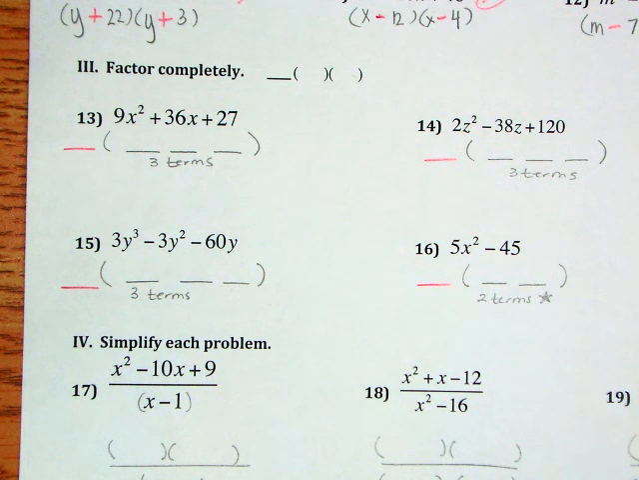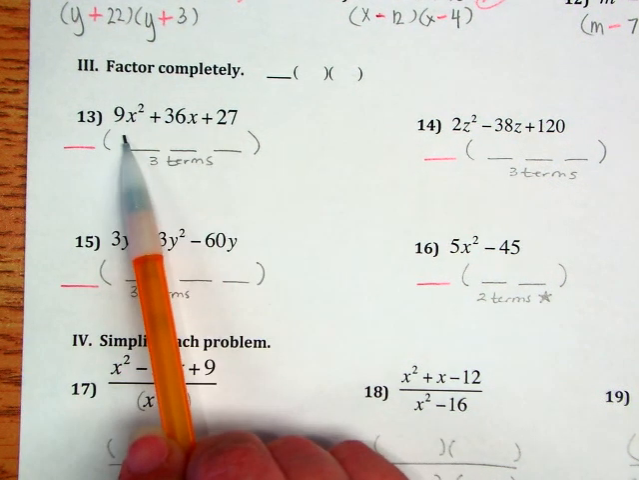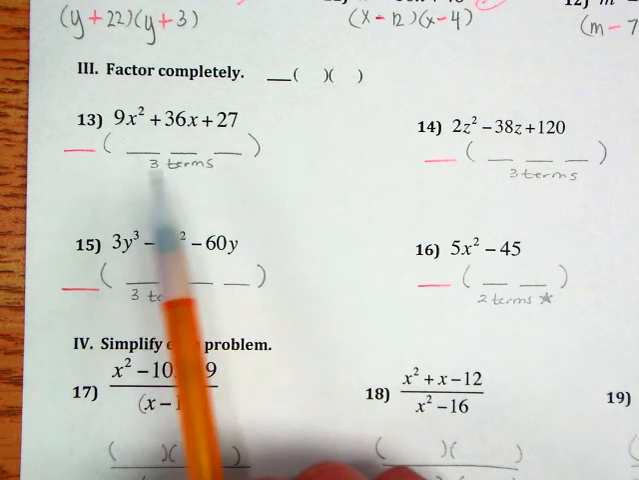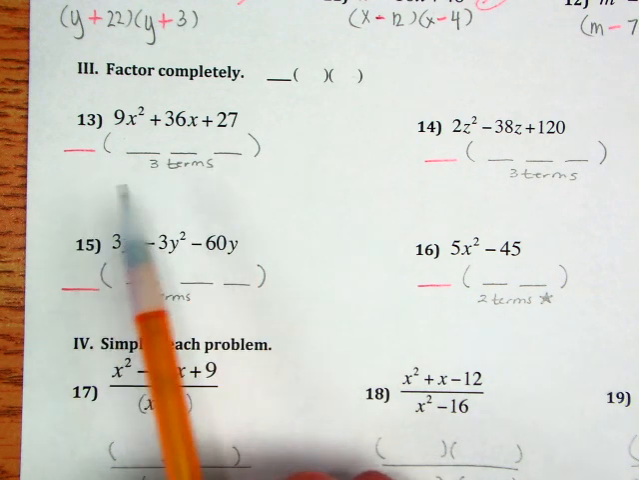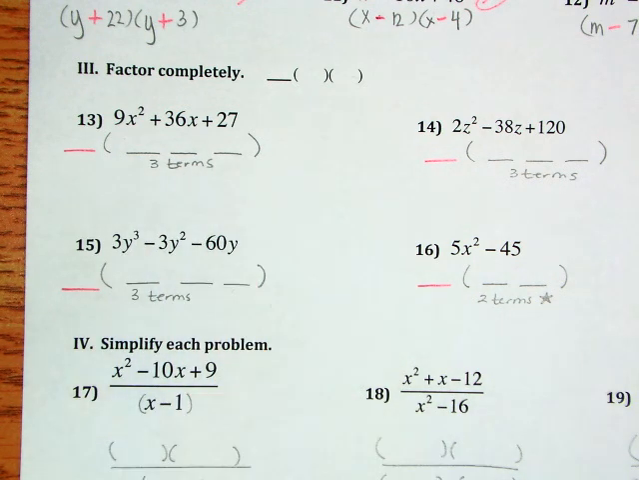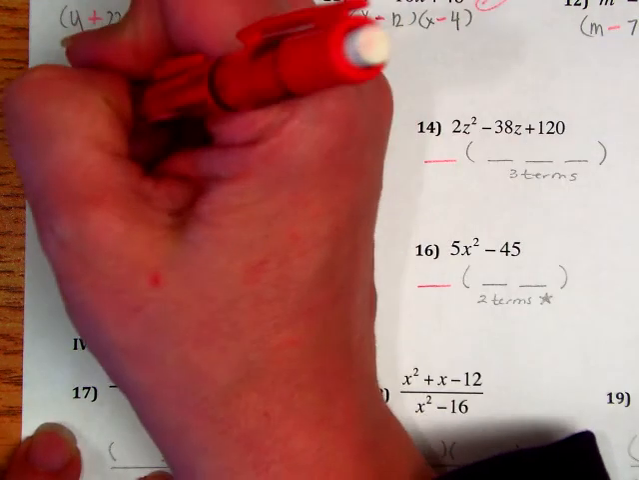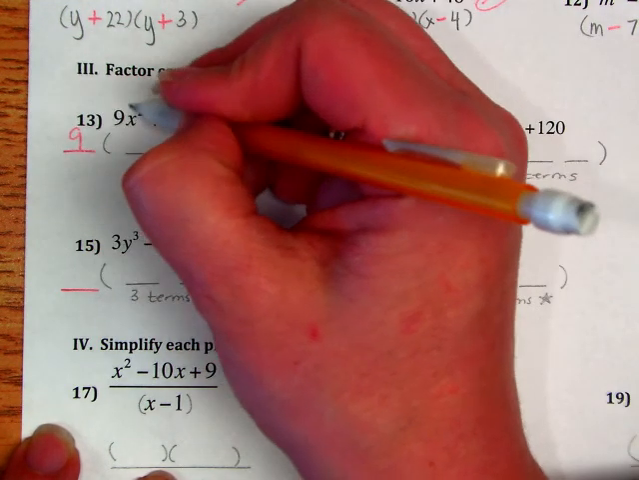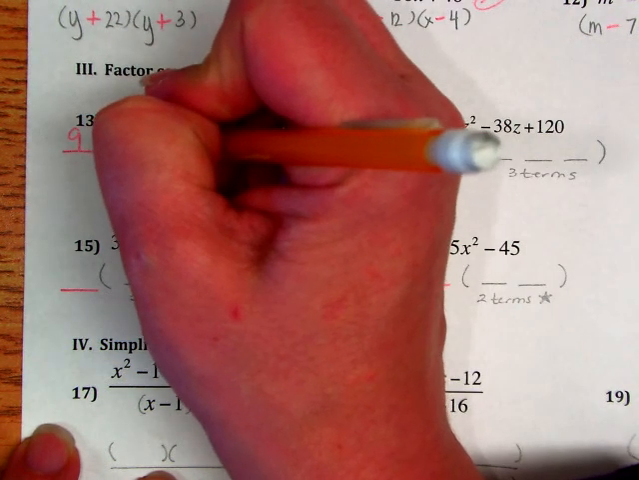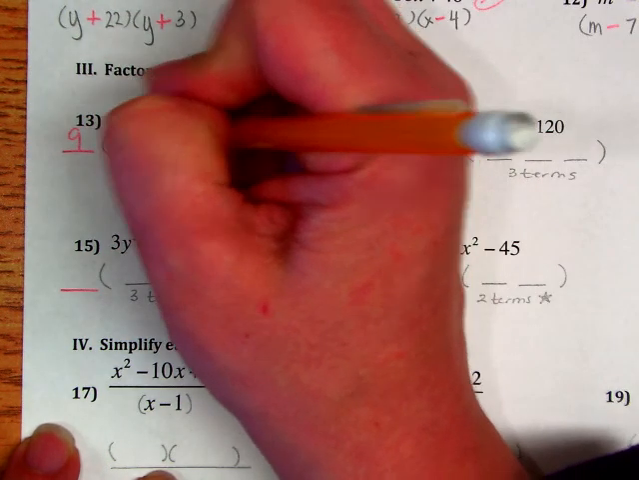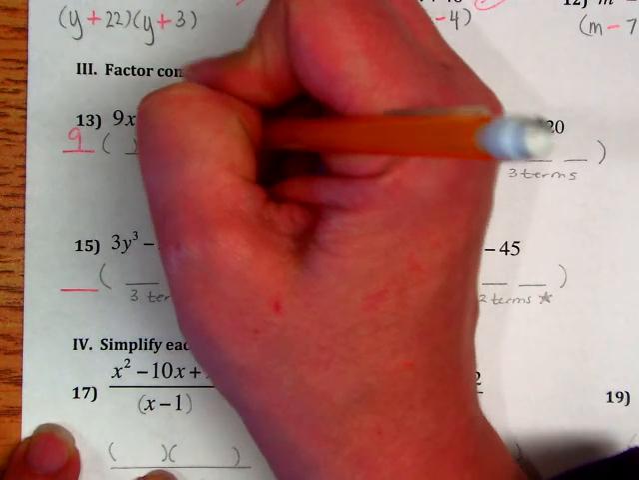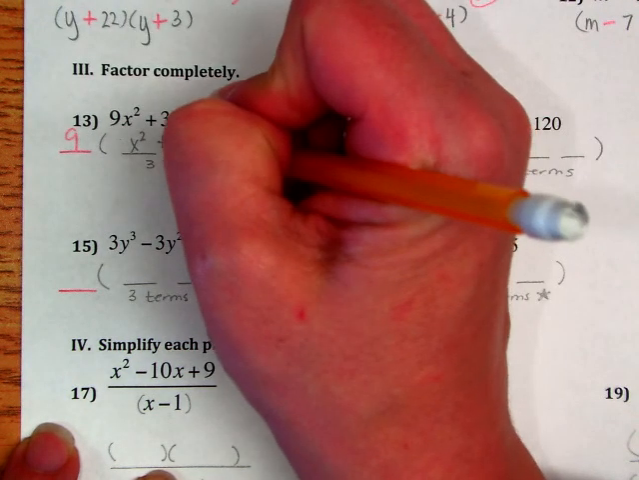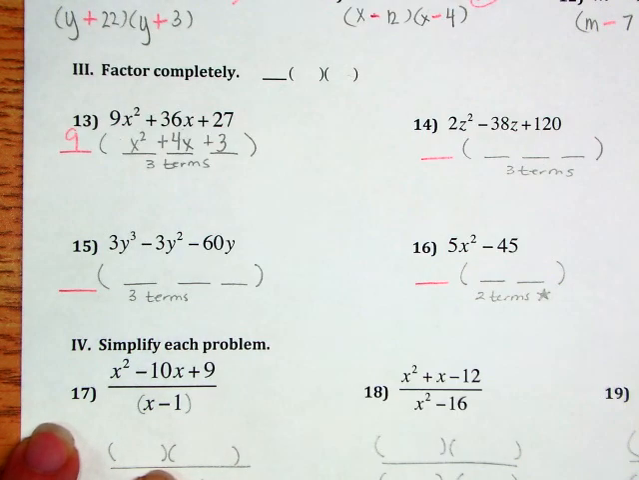So when I look at the first one, I have 3 terms. I don't have 1 x squared, so that's what I need in order to factor into the smaller parenthesis groups. I'm going to use GCF factoring. My GCF in this number is going to be a 9. 9 times what x squared gives me 9x squared. 9 times 4x gives me 36x. 9 times 3 gives me 27.